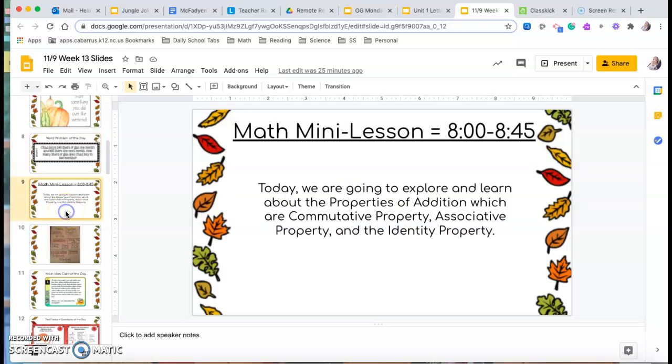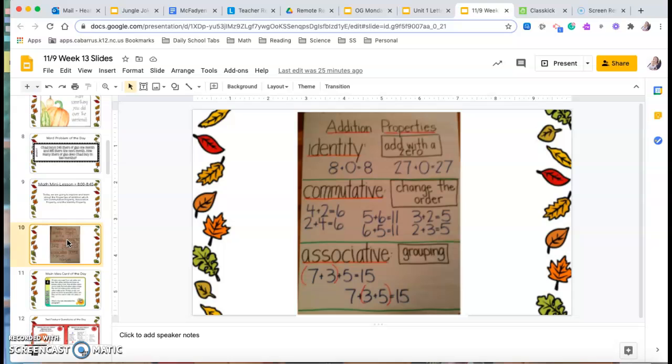All right, for your math mini lesson today, you're going to explore and learn about the properties of addition, which remember are the commutative property, the associative property, and the identity property. Okay, so I wanted to quickly review these with you, and then you'll be able to complete your assignment for today. So remember, the identity property is anything with a 0, and it also equals the same number. So 8 plus 0 equals 8, 27 plus 0 equals 27.